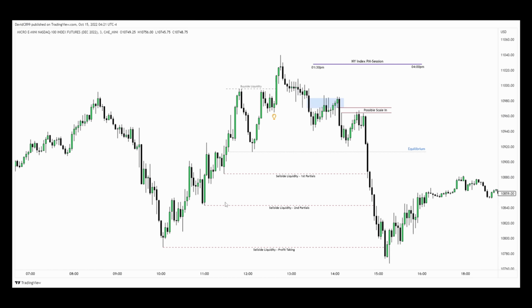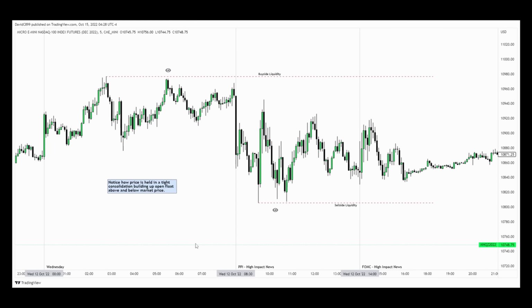Notice as well that the first partial and the second partial are inside the range. It's internal range liquidity, and the full take profit is outside that current trading range, so therefore this is the external range liquidity.